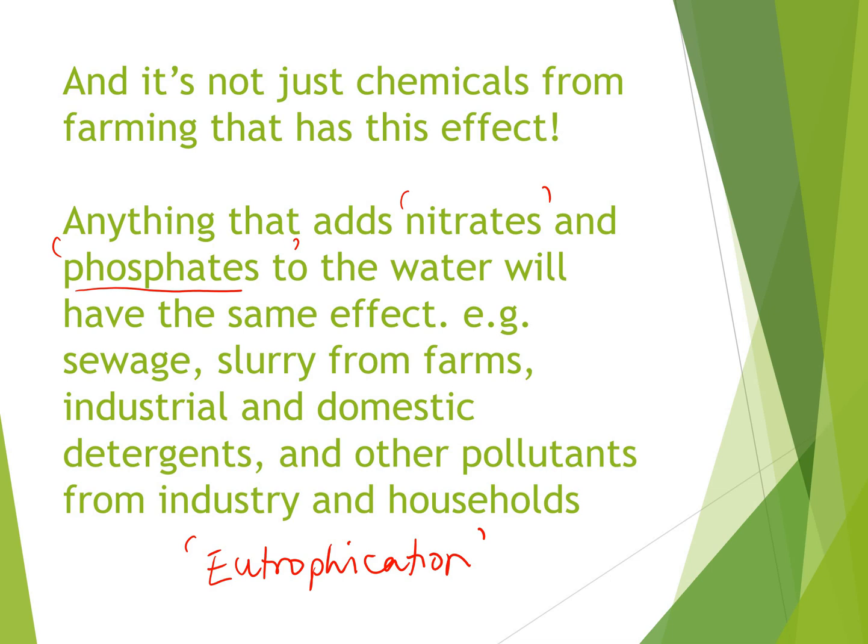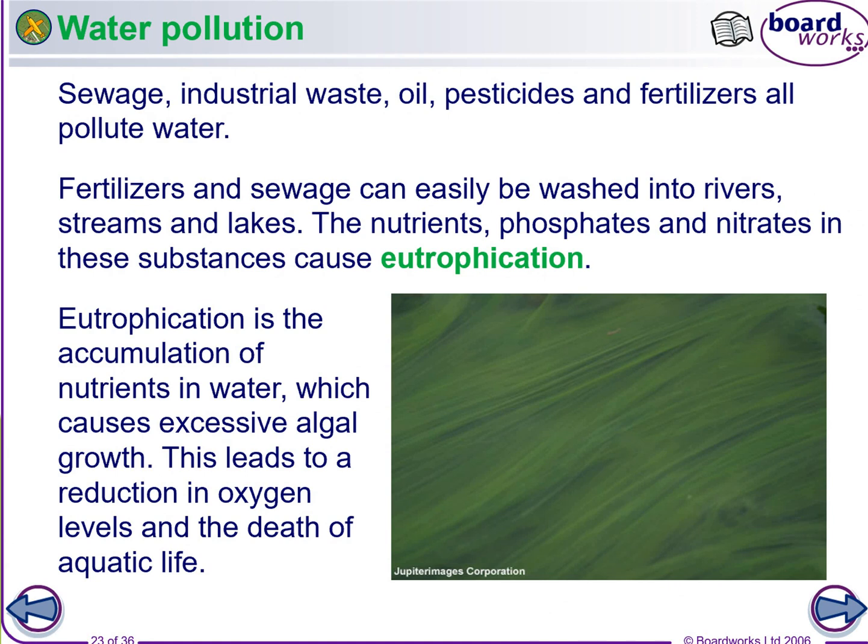But there is a sequence of steps that happens to cause this, and we've still yet to discuss the impact of it on the environment. So, I would want you to copy down, first of all, the statements from this. Sewage, industrial waste, oil, pesticides and fertilizers all pollute the water. And it's these fertilizers and sewage mainly that get washed into the rivers, streams and lakes. And the nutrients, the phosphates and the nitrates, cause eutrophication.